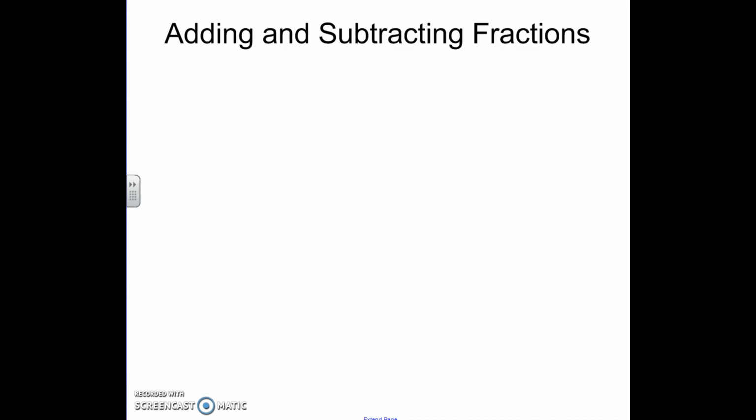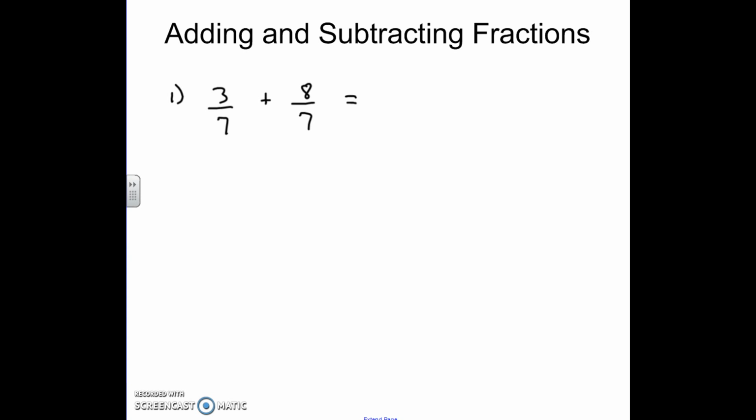We are going to review adding and subtracting fractions. So let's start with a problem: 3/7 plus 8/7. In order to add and subtract fractions, you have to have a common denominator. In this example, we already have a common denominator.